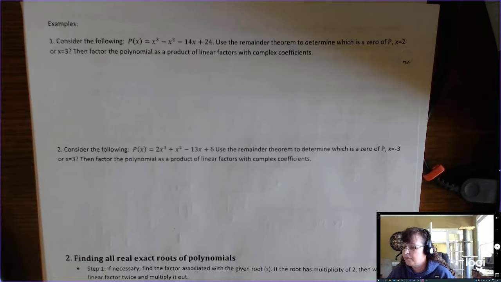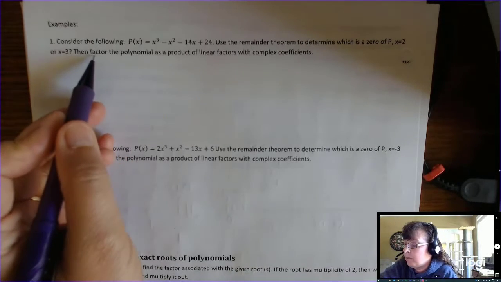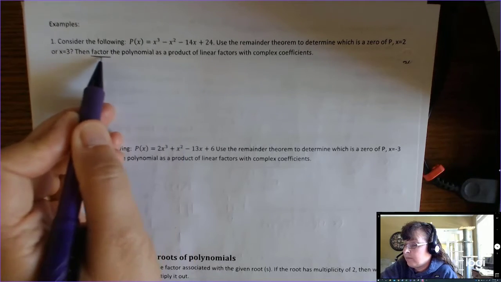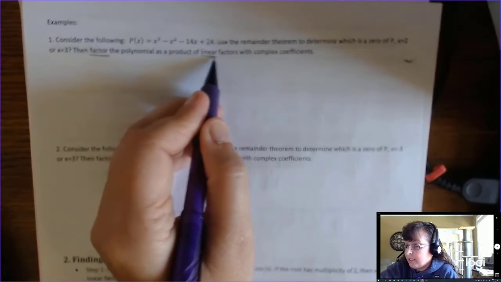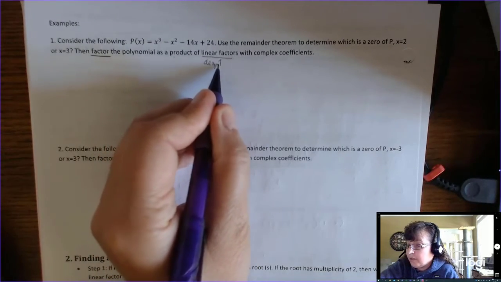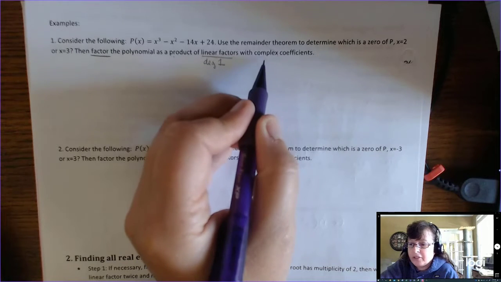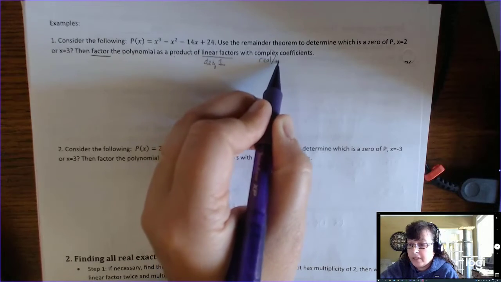Number 1 says, consider the following. There's your polynomial. Use the remainder theorem to determine which is a 0 of p, x equals 2 or x equals 3. Then factor the polynomial as a product of linear factors with complex coefficients. So now here's when the definitions, you really have to know what you're doing. Factoring is to write as a product of a linear factor, that's a degree 1 factor, and complex coefficients just means that they may be imaginary coefficients, because complex just opens up the world to real numbers or imaginary numbers.